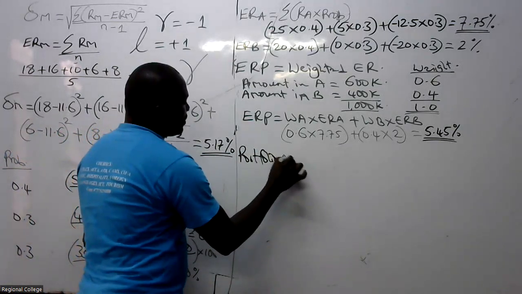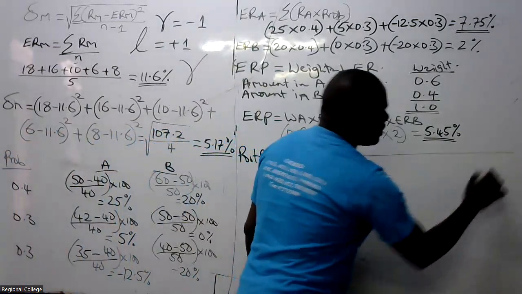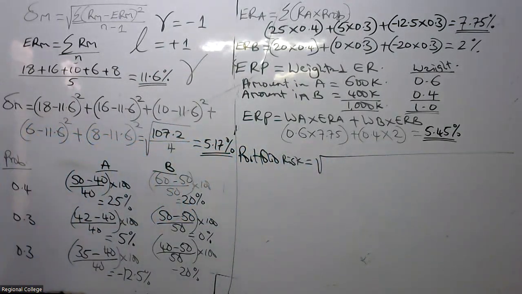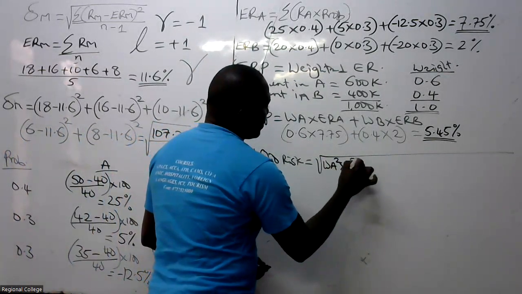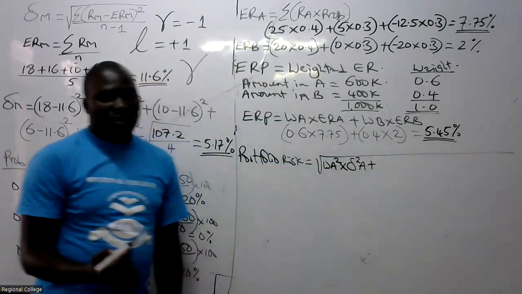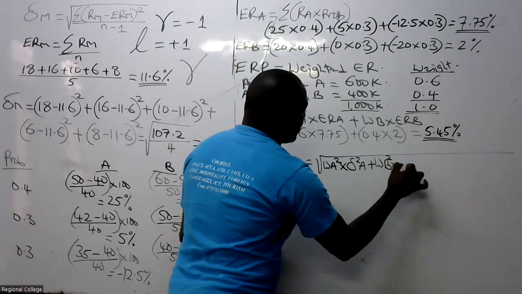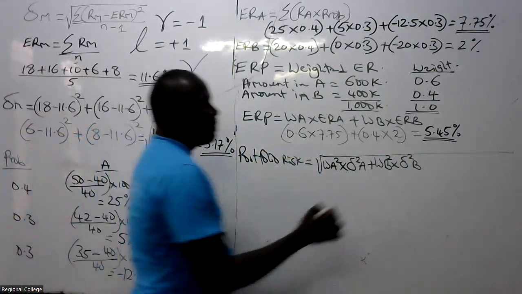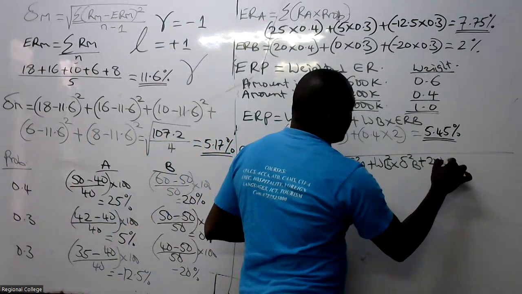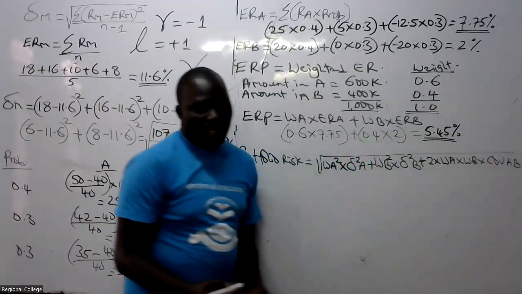Portfolio risk equals the square root of weight of A squared times standard deviation squared of A, plus weight of B squared times standard deviation squared of B, plus 2 times weight of A times weight of B times the covariance of A and B.